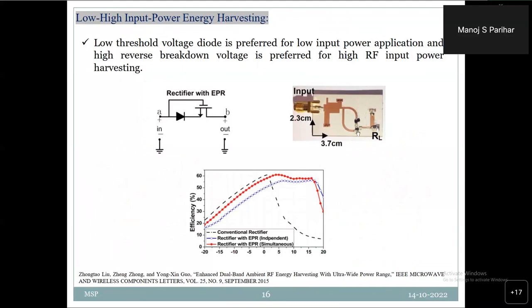This way you can enhance your breakdown voltage, so you can have higher efficiency at higher power level. You can see here, the black one is for the conventional rectifier circuit, and the red one and blue one are for this kind of circuit with extended power range. In the broad range from lower power level to higher power level, we are getting almost the same efficiency, not very constant, but almost. At higher power, there's no degradation in the efficiency.